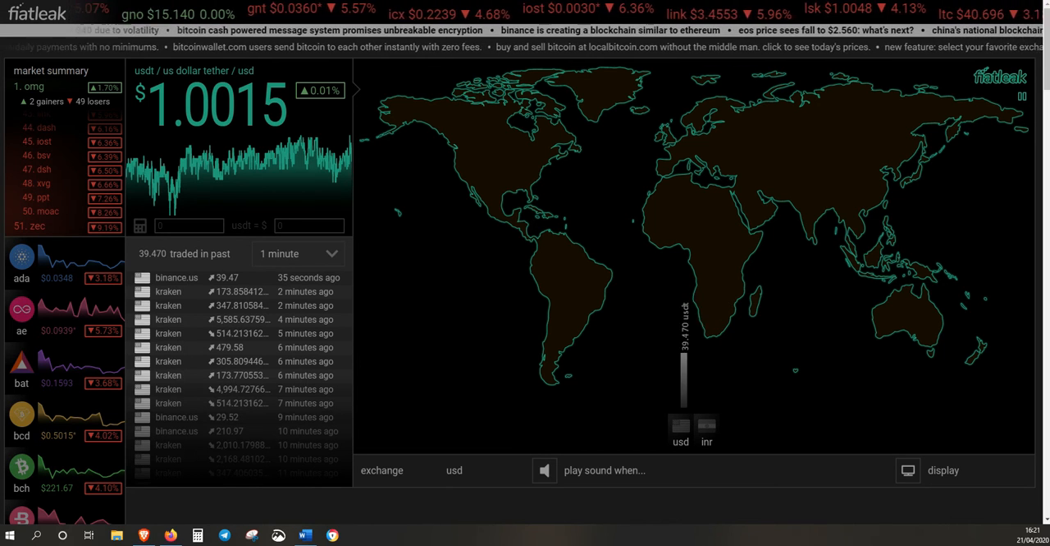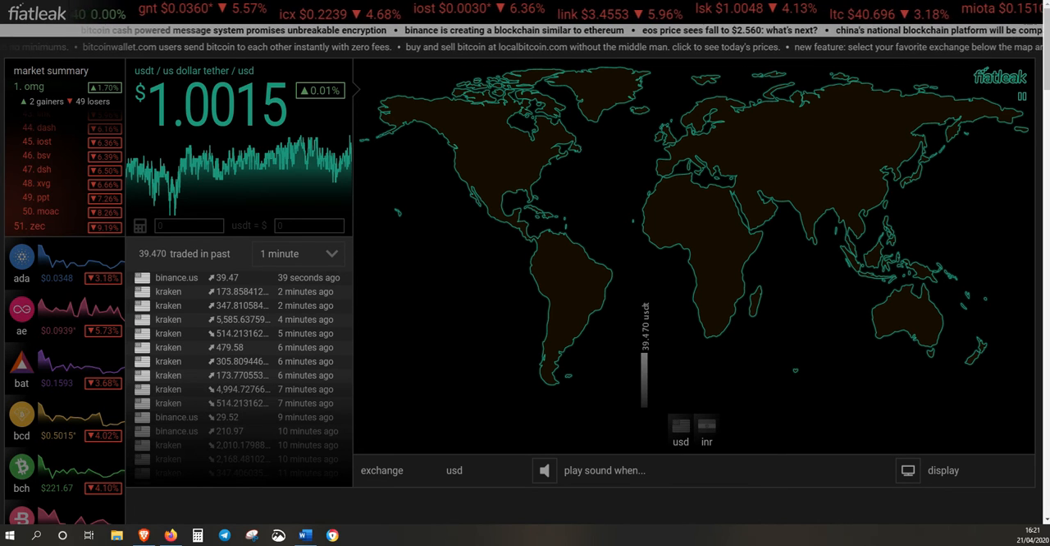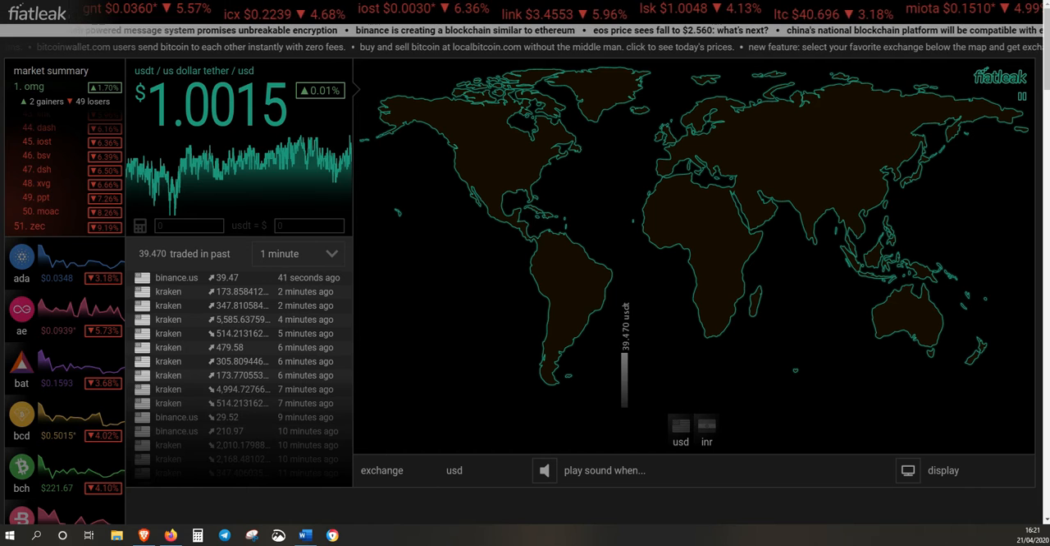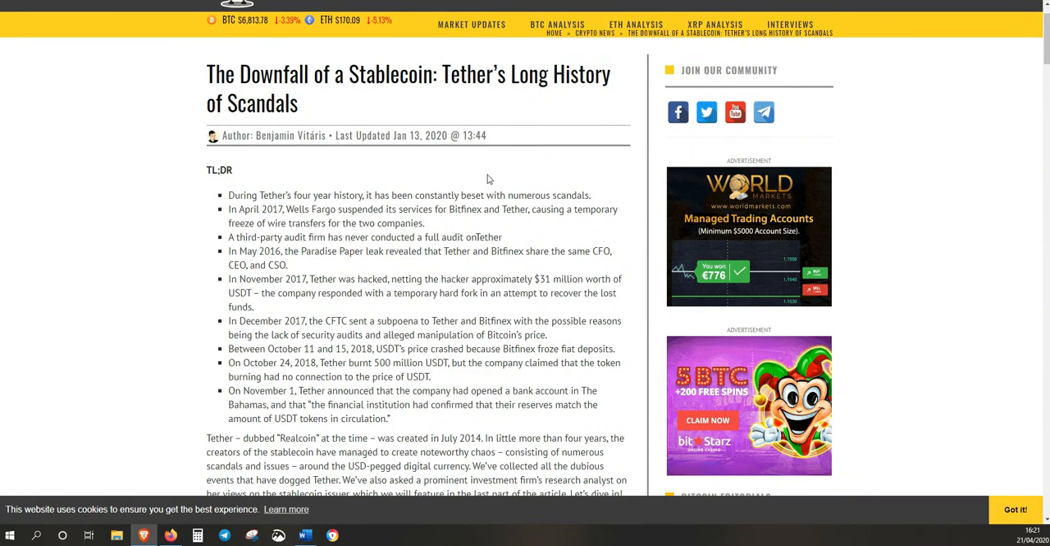So this has actually happened already with the most popular stablecoin, USDT. Now I'll show you. So you can see Tether's long history of scandals. This is the most popular stablecoin. It's constantly beset with numerous scandals, whether it's failing audits or not even having an audit.